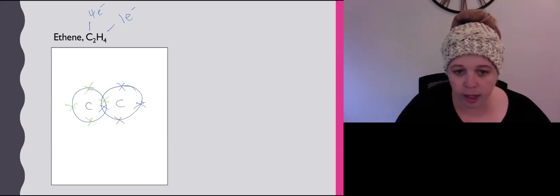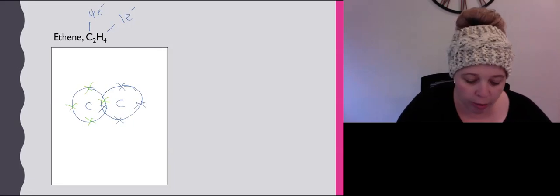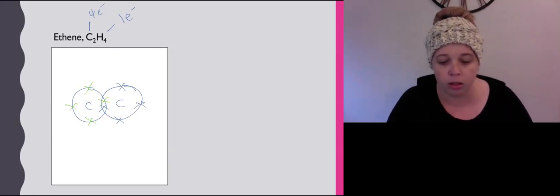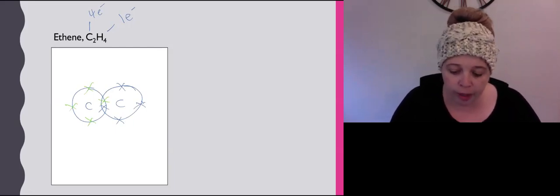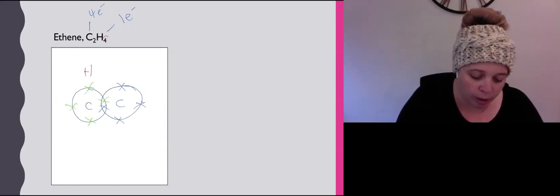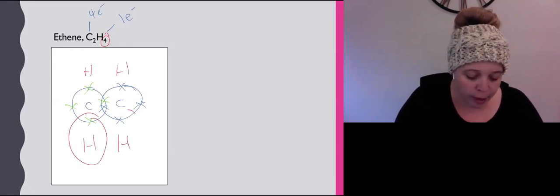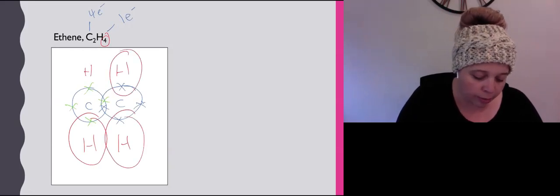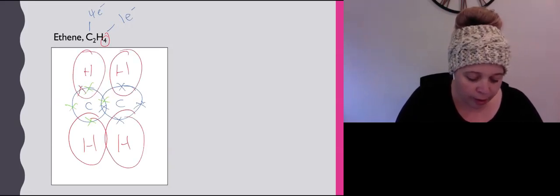Okay, so that's 2 carbons with a single bond, and we have 3 spare electrons on the outside of each one. Now, if we want to add in hydrogens, how many hydrogens have I got? 4. 1, 2, 3, 4. Okay, now each one of those hydrogens, this is really not to scale, can share 1.